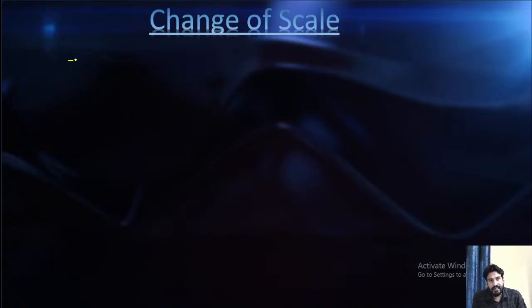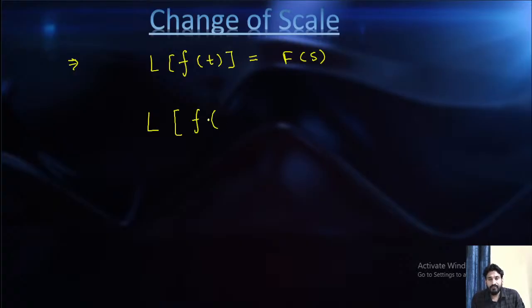So what I'm saying is that we have f(t), and if we do the Laplace of f(t), then we are getting F(s). Is it clear to you or not? Let's suppose that I'm multiplying any constant value in the t domain. Then what change will you see in the s domain? This is the change you will see in the s domain.